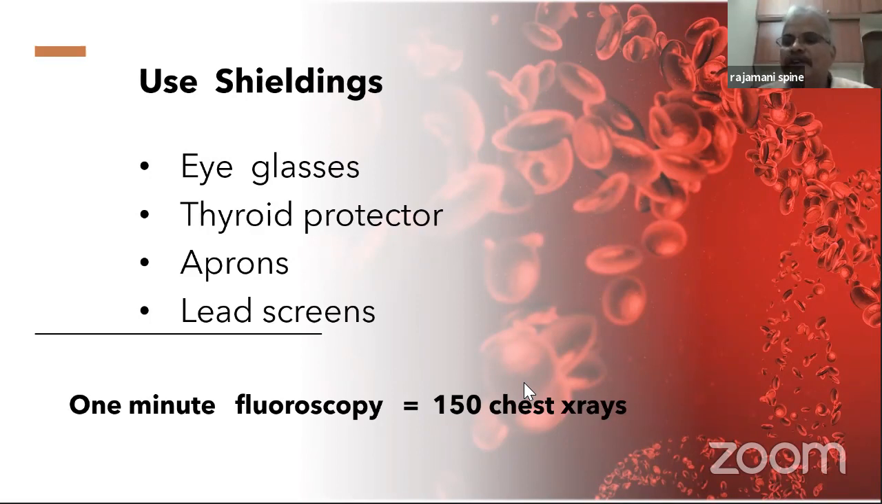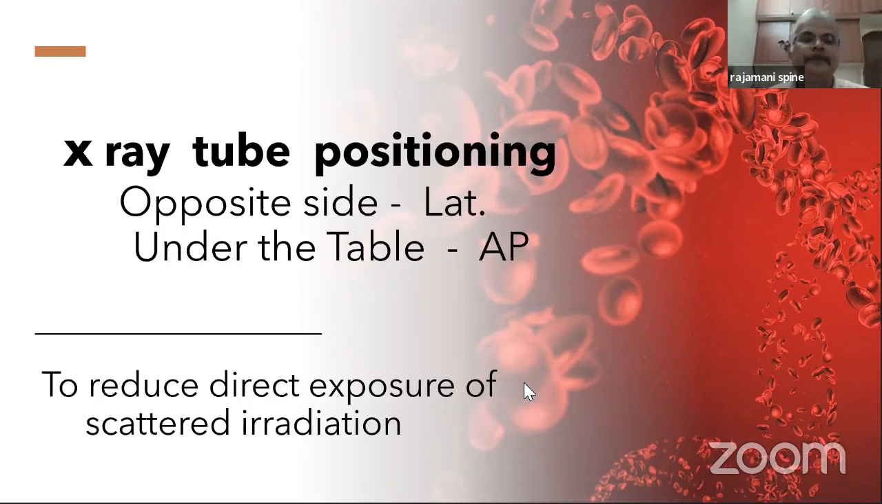Don't go to the battle without any armament. Apart from instrumentation, these are the other armamentariums you need to protect yourself: eyeglasses for eye protection, a thyroid shield for the thyroid, and aprons for chest and abdomen. You can also have a net screen for the safety of the anesthetist and other paramedical workers.